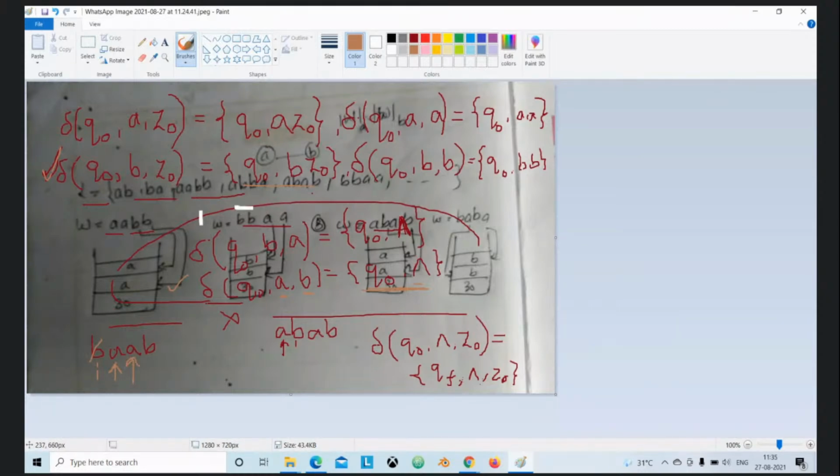Okay, top of the stack is Z naught, so this transition will be triggered. This one we are reading an A, and the top of the stack is Z naught, so we'll push A into the stack.